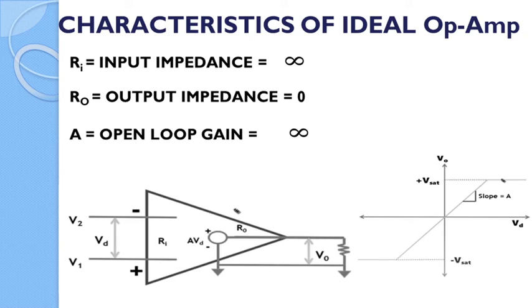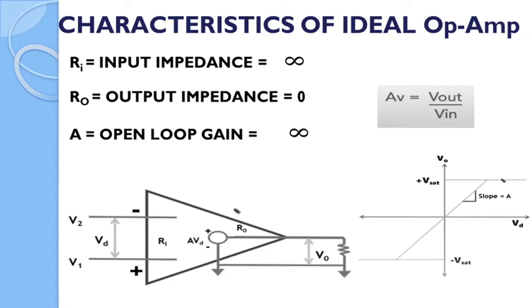Coming to the third characteristic of an ideal op-amp, open loop gain is infinity. We know the formula: gain AV equals V out by V in, that is V naught by VD. Here V in is nothing but the difference between V1 and V2. The characteristic states that open loop gain is infinity, so for the gain to be infinity, either V naught will be infinity or VD should be 0. In that case only will the A value be infinity.